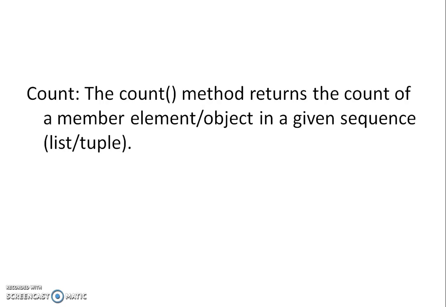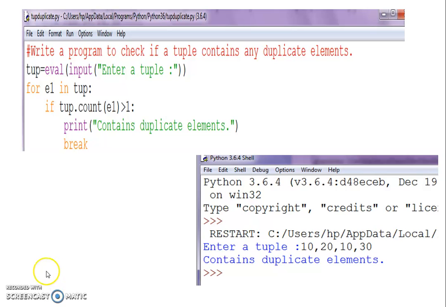I will show you one more example using this count concept. Write a program to check if a tuple contains any duplicate elements. Here, first we read one tuple by using tuple = eval(input("Enter a tuple")). We can enter one tuple, and that tuple will be assigned to the variable tuple.